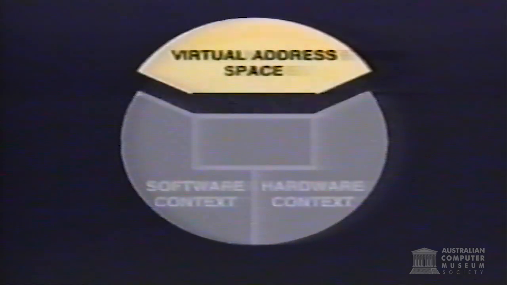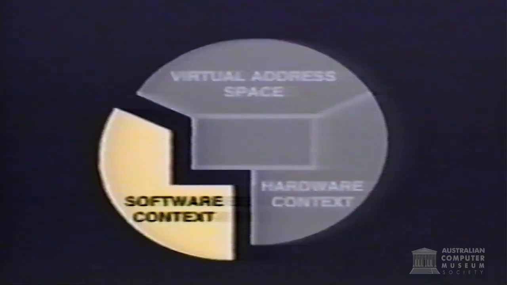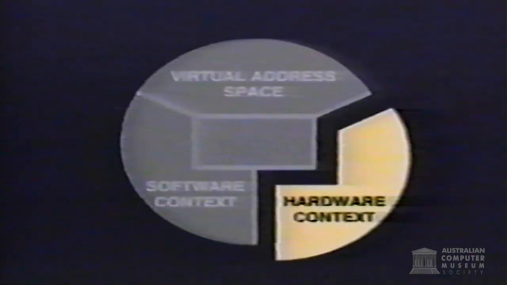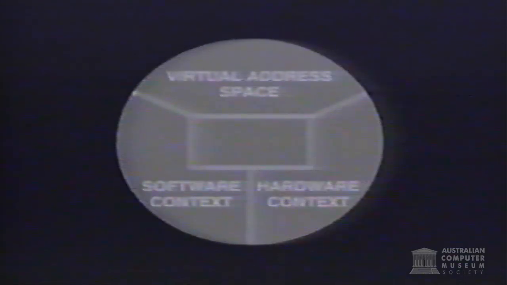A process consists of 3 components: a virtual address space, a software context, and a hardware context. These 3 components define the environment in which an image executes. Let's look at each in turn. The first component of a process is the virtual address space.